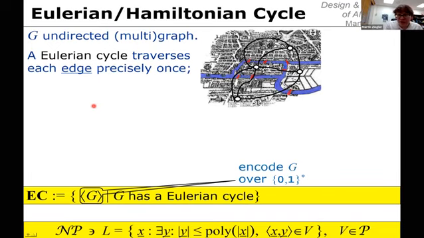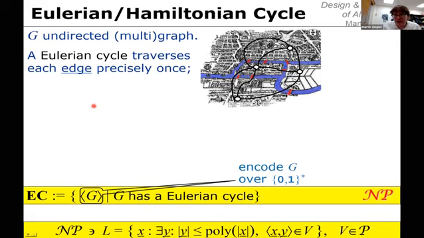And our decision problem is the set of all such encodings of graphs which do have a Eulerian cycle. Put differently, given an encoding of a graph, does it belong to the set or not? That means, does it have a Eulerian cycle or not? So that's our decision problem.